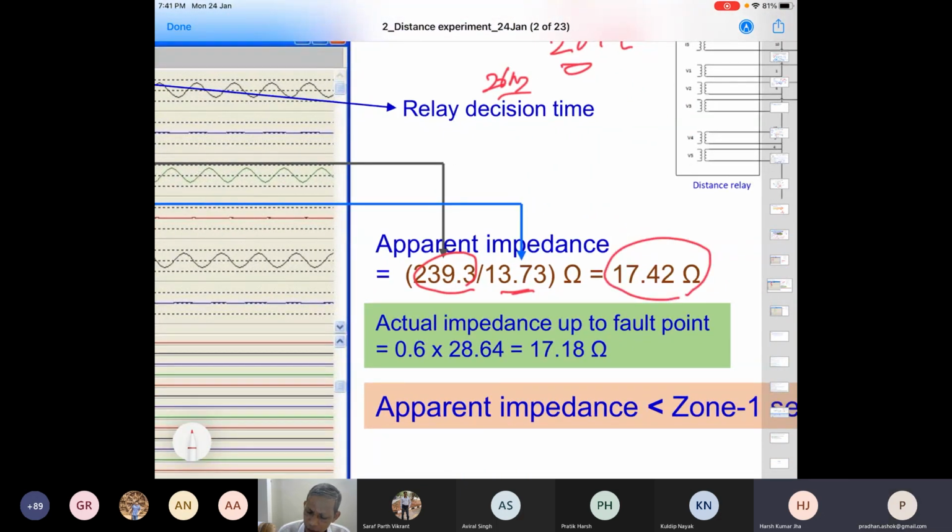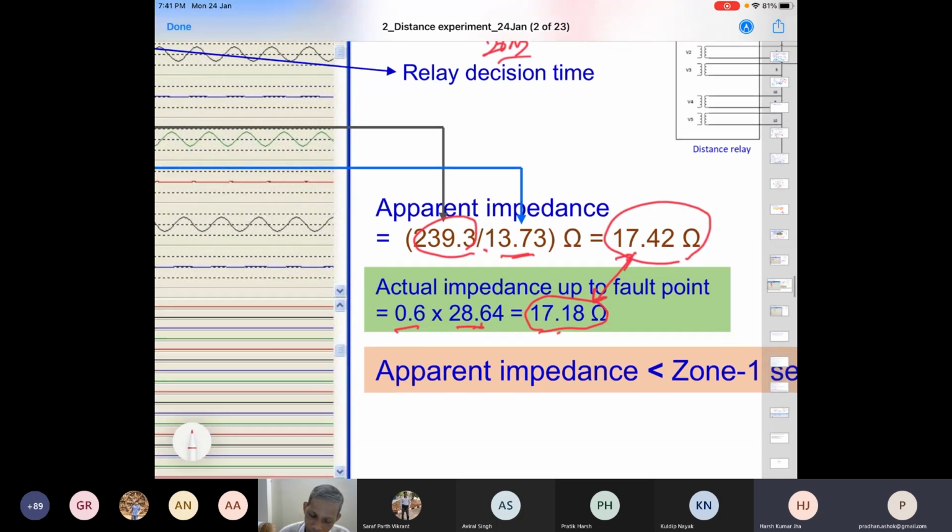Actual impedance up to the fault point is 0.6 into 28.64, because we mentioned that the impedance of the line section is 28.64, into 0.6 is 17 point this. So as compared to this, it should be a 60% fault. We know where we are creating the fault, so we know from the multimeter measurements what the impedance is, and with respect to that we are comparing. So the relay calculation sees an impedance of 17.42 as compared to the multimeter showing about 17.18 or so.